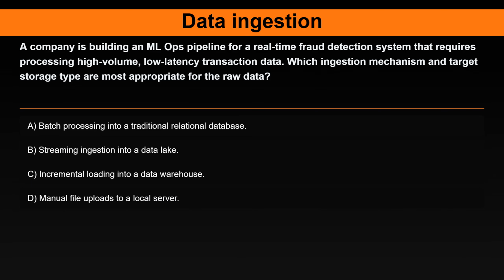Question 14. A company is building an MLOps pipeline for a real-time fraud detection system that requires processing high-volume, low-latency transaction data. Which ingestion mechanism and target storage type are most appropriate for the raw data? Option A, batch processing into a traditional relational database. Option B, streaming ingestion into a data lake. Option C, incremental loading into a data warehouse. Option D, manual file uploads to a local server.